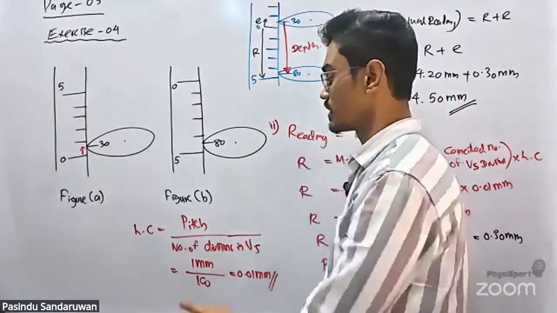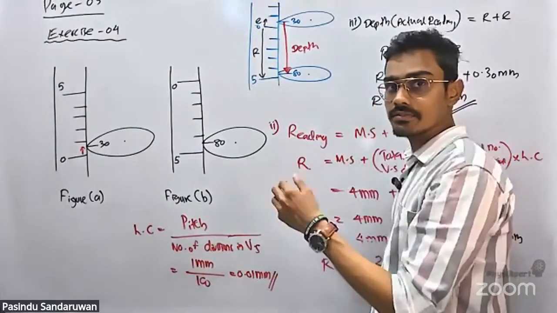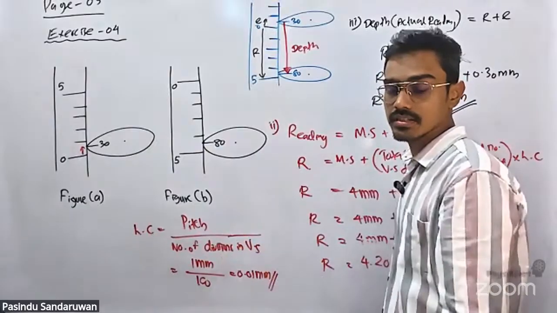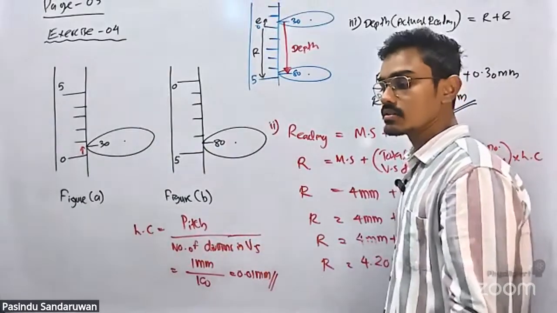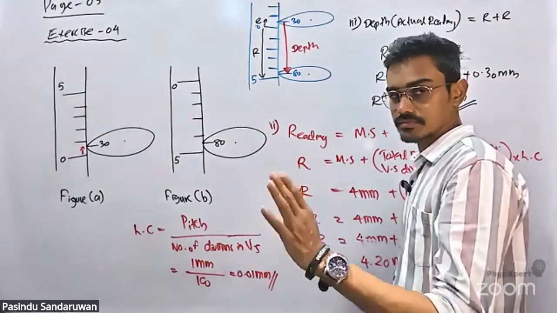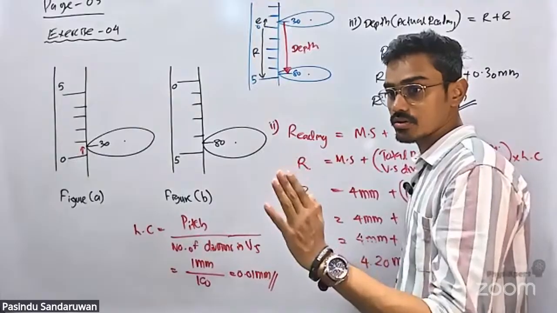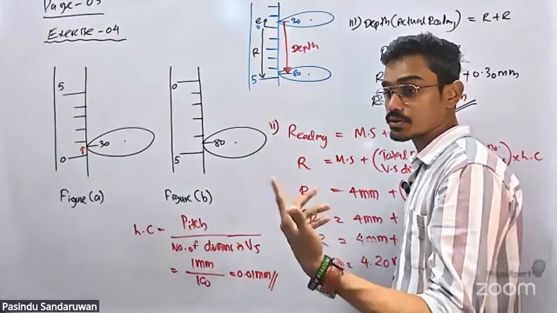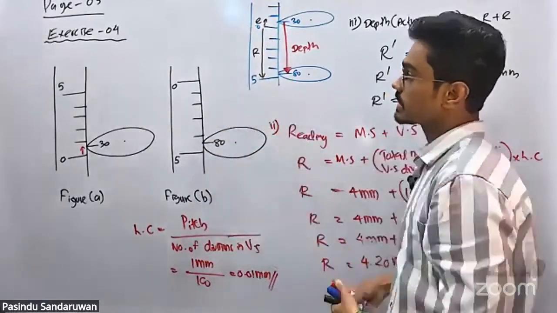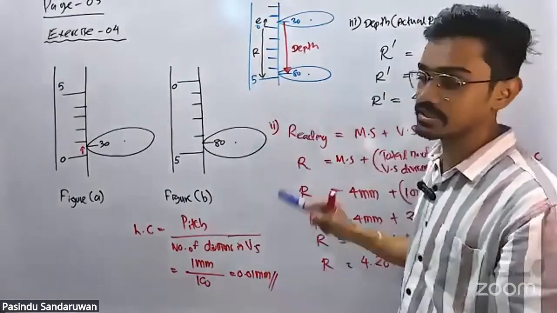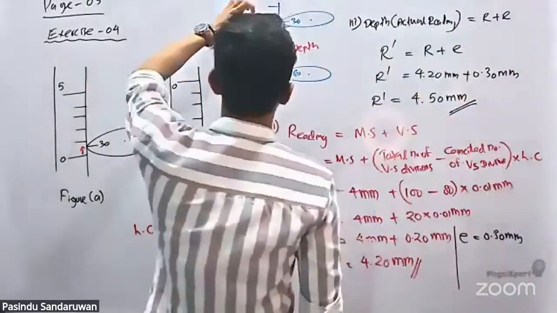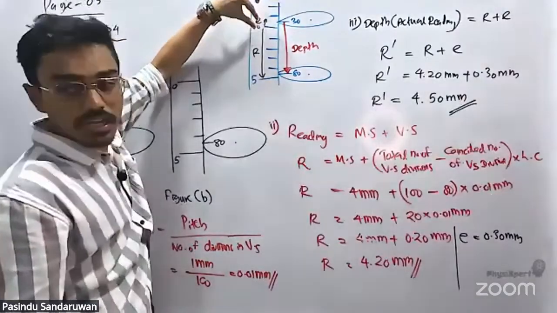The reading always gives you the value with respect to 0. Reading is given with respect to 0. Now the reading is measuring the value from 0 to here. And the error is the value of this part here.